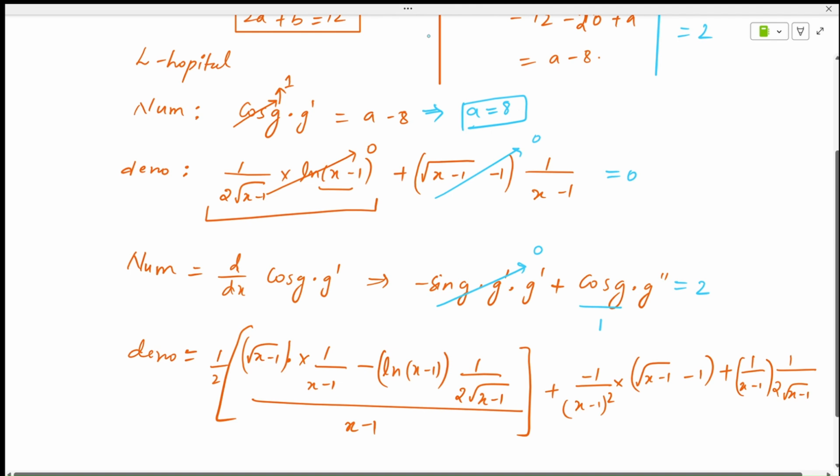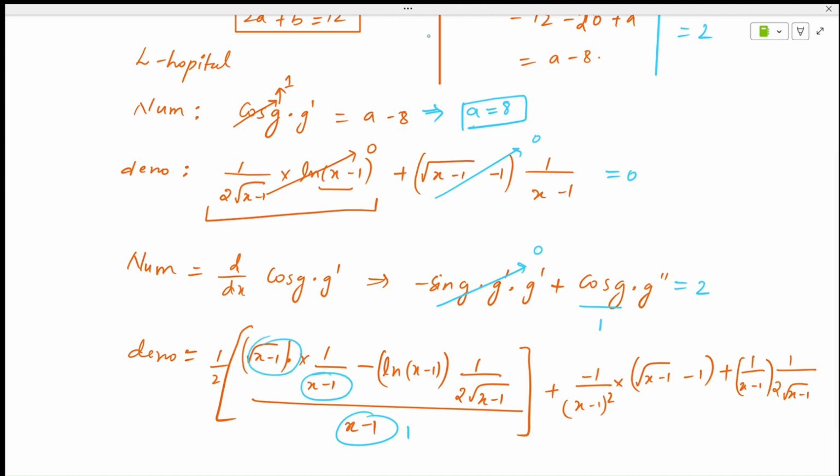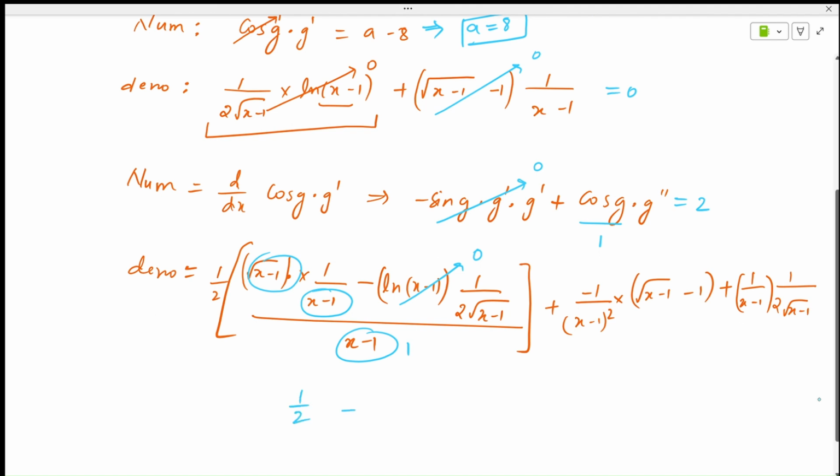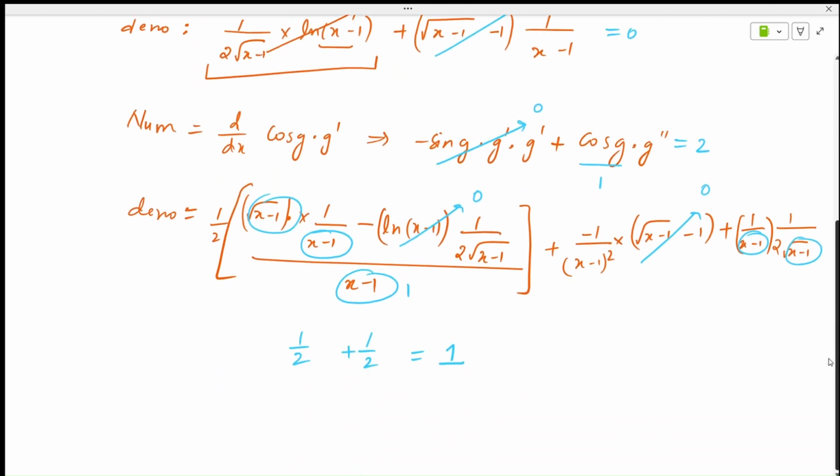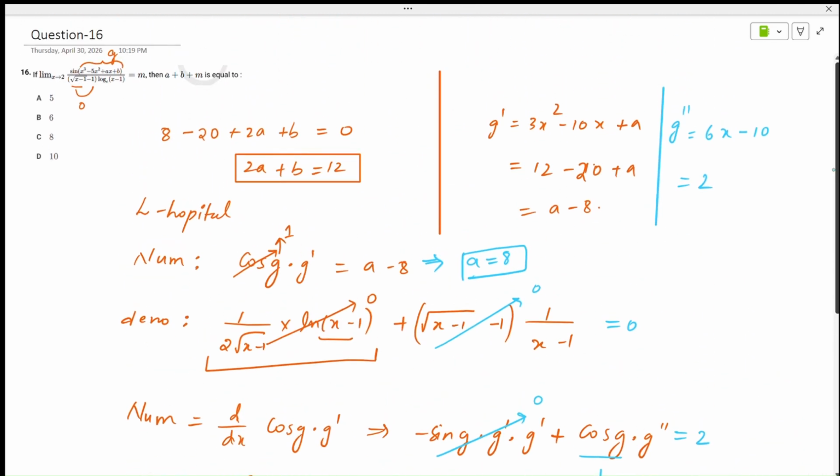Since x is equal to 2, here it becomes 1. This is also equal to 1. And this is also equal to 1. What about here? This becomes 0. So in the first term, you are left with 1 by 2 plus. Now this is 0. And here this is 1. This is 1. This is 1. This is 1 by 2. So you are left with 1 by 2. So the denominator is 1. So now the numerator is 2, denominator is 1. So the value of m equals 2.